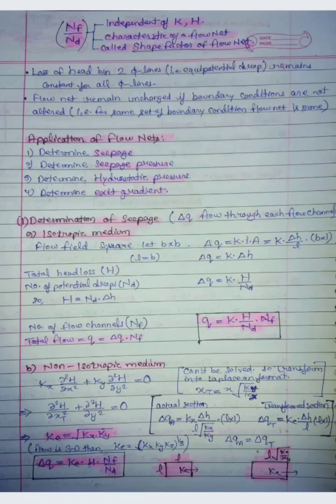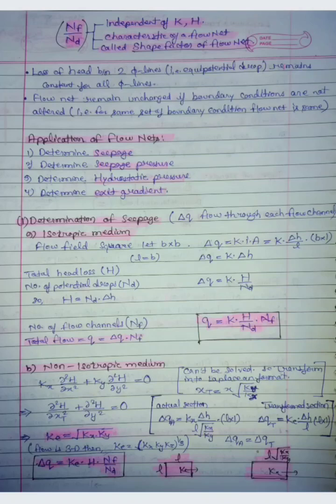So we put these equations here. Our total flow will be equal to K into H upon Nd into Nf. Now in this equation, look at the ratio of Nf by Nd. This Nf by Nd is called the shape factor of the flow net. It is independent of K and H, a characteristic of a flow net. So we got the formula Q is equal to K into H into Nf by Nd.